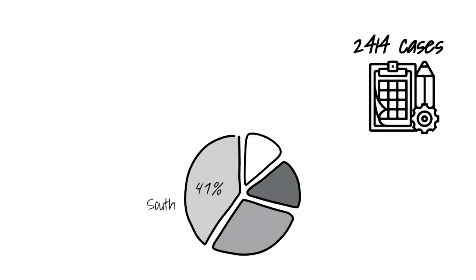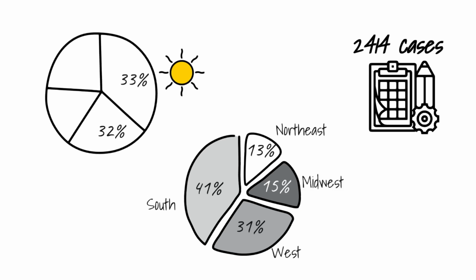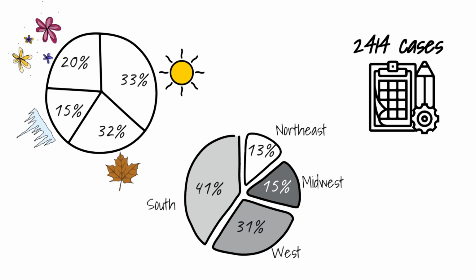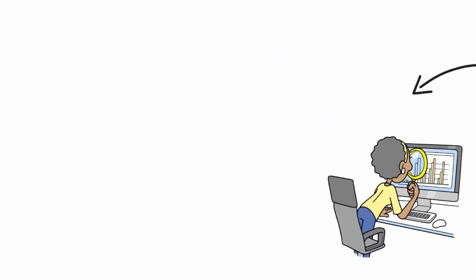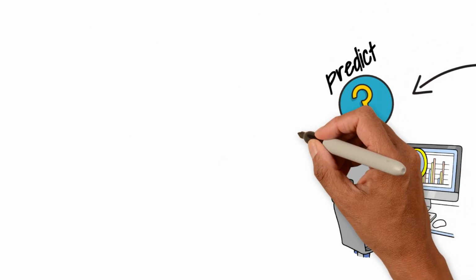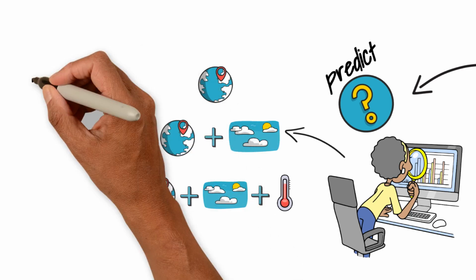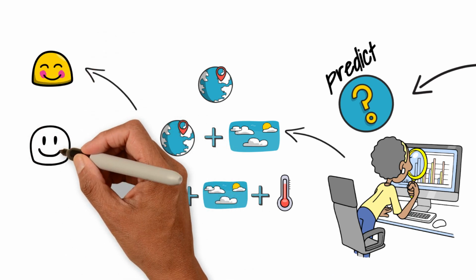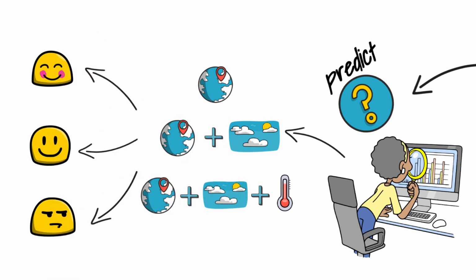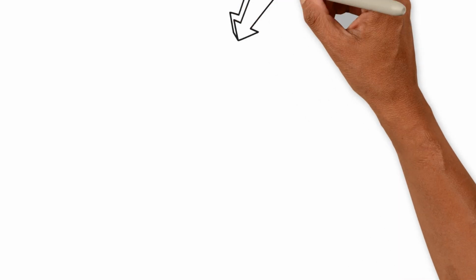She has a data set of 2,414 cases distributed amongst different regions, namely South, West, Midwest, Northeast, and different seasons: summer, fall, spring, and winter. Now, Maya is wondering with this data set if she can predict, using one or a combination of the different predictors, what could be the customer satisfaction rating in different scenarios. For this, we need to develop a prediction model.